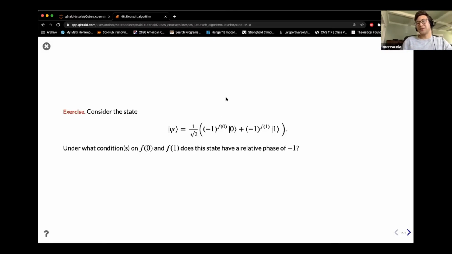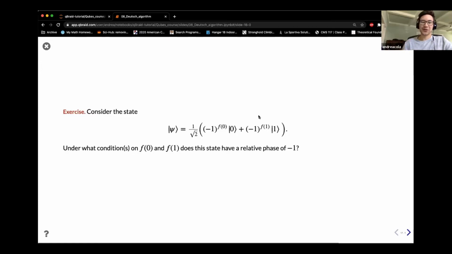So let me repeat the question. I want to know what conditions on f of 0 and f of 1 will be such that the amplitudes of ket 0 and ket 1 are related by a factor of -1. For example, they could be ket 0 minus ket 1. That would be possible. Or in general, it could be the other way around, ket 1 minus ket 0. I want the relative phase between the two terms to be -1.